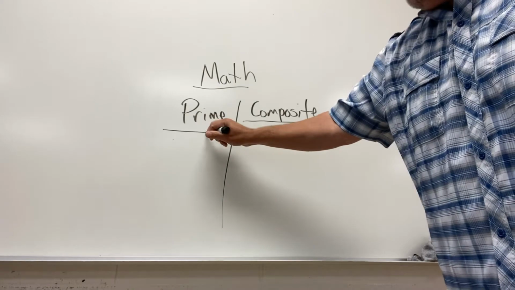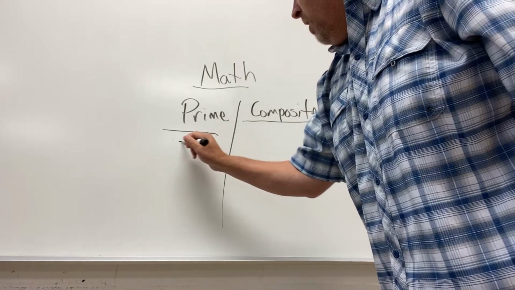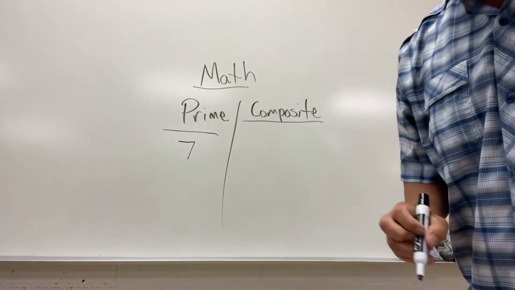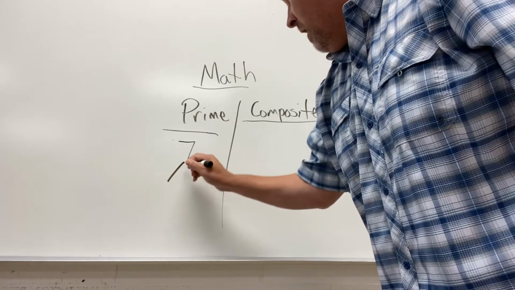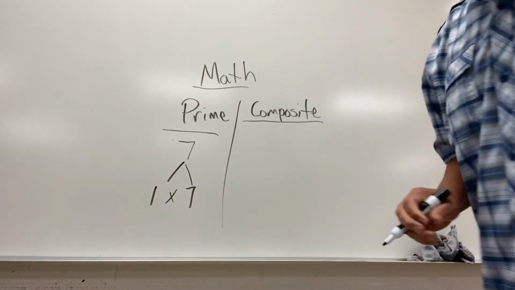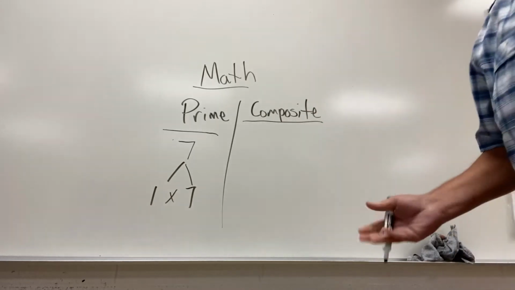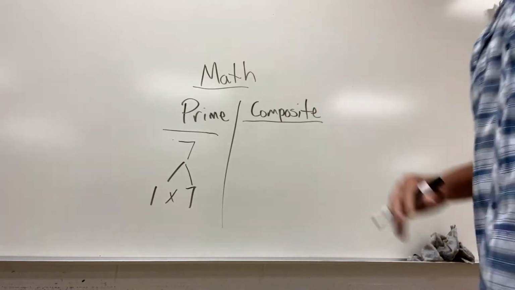When we go over prime, we're talking about 1. So when we have a number such as 7 and we want to find the factors of 7, the only factors we have are 1 times 7. That's the only way to make that number. When we talk about composite, they have more than those factors, more than one factor.